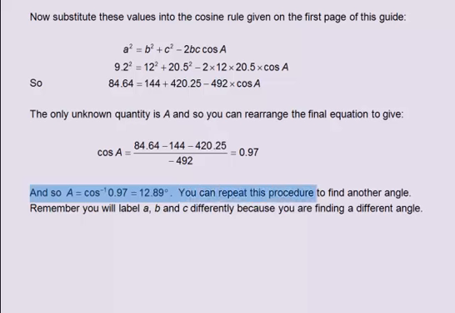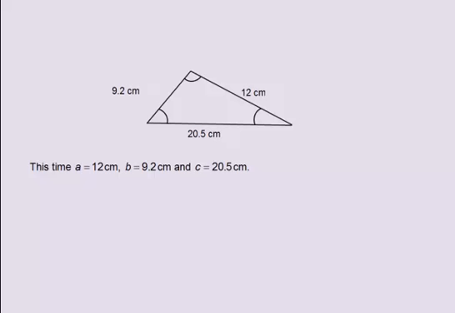You can repeat this procedure to find another angle, and remember you will label lowercase a, lowercase b and lowercase c differently because you are finding a different angle. So here is the triangle, and you have just calculated that this angle is 12.89 degrees. So now let's calculate this angle, labelled uppercase A.